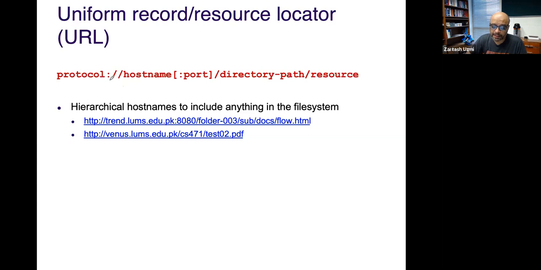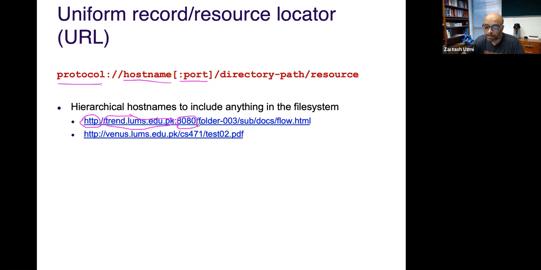An example of that is a server or host name, which is trend.lums.edu.pk, and then the protocol, which is the HTTP protocol. Your browser may support other protocols. For example, these days almost all browsers support the FTP protocol. And then you have a port number. It's in brackets because this is optional. If you don't provide the port number, it defaults to 80 for HTTP. If you have a secure version of HTTP, then it will default to 443.